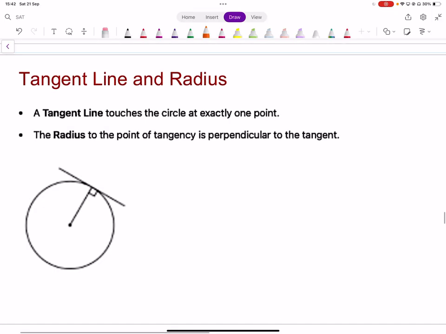Tangent is perpendicular to radius, right? If you have a tangent at a point and you also have a radius at that point, they're always perpendicular to each other.